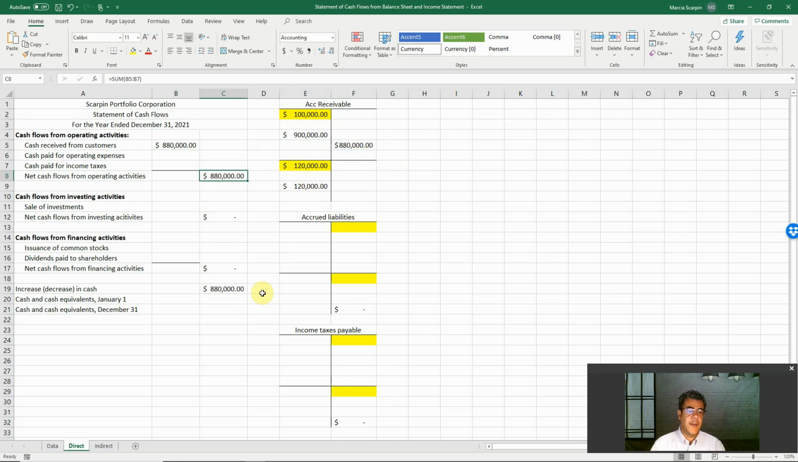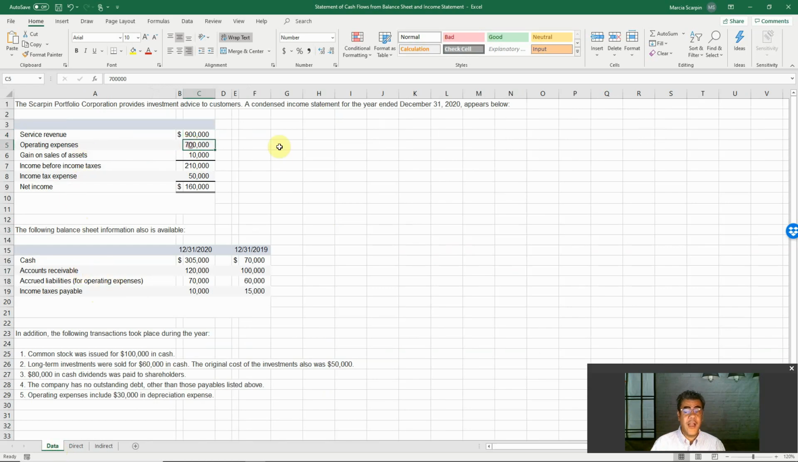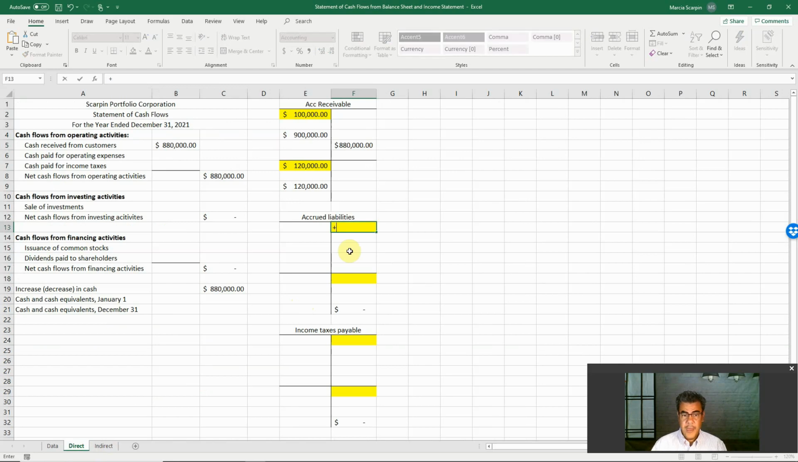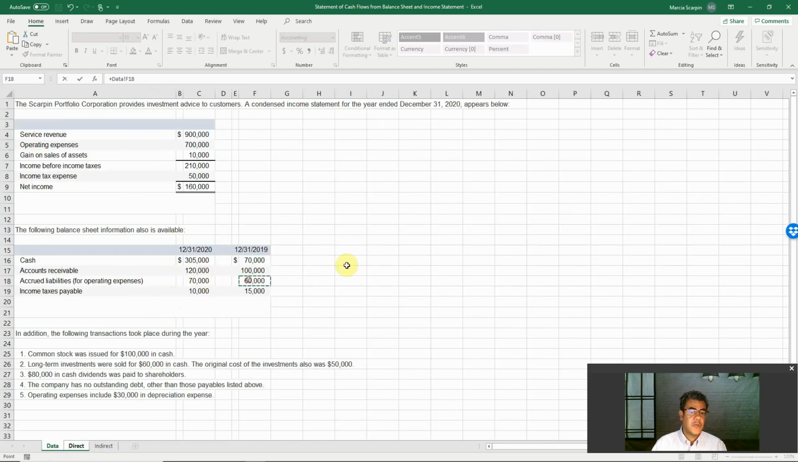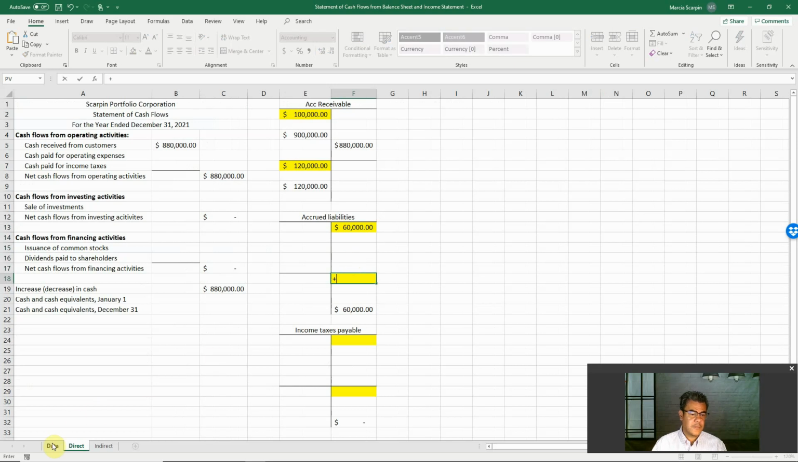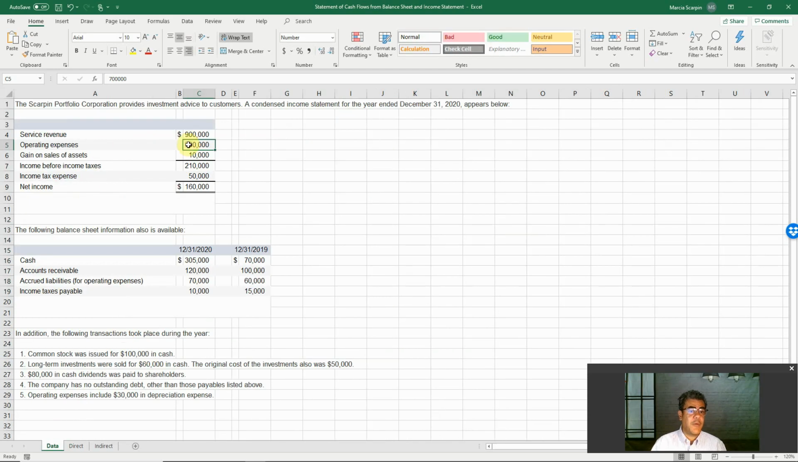And here is the sum. An increase or decrease in cash is the combination of operating activities, investing, and financing activities. Operating expenses, cash for operating expenses. We have the accrued liabilities. We will have the same operating expenses here. We have no idea how much was paid. So we will consider everything on credit, and then we will find the number balancing our journal entry. Accrued liabilities, beginning balance, 60. Ending balance, 70. We debit operating expenses, credit accrued liabilities.